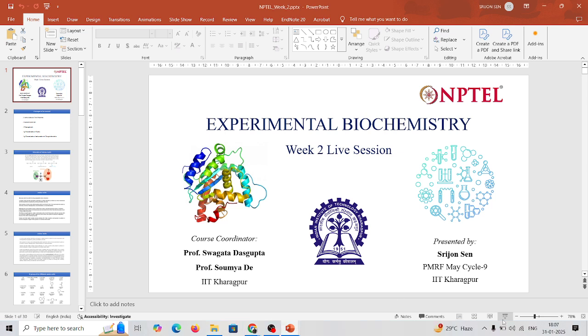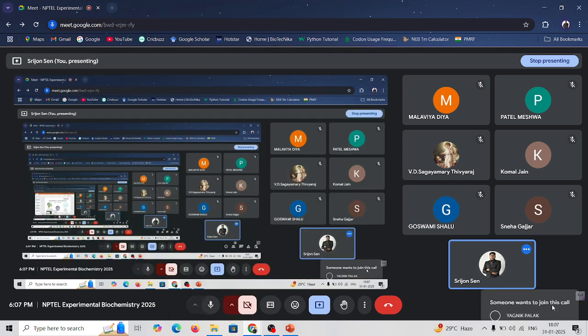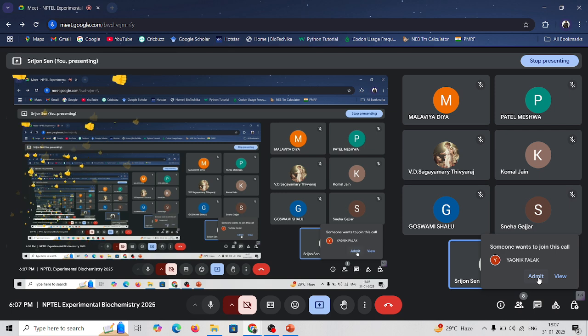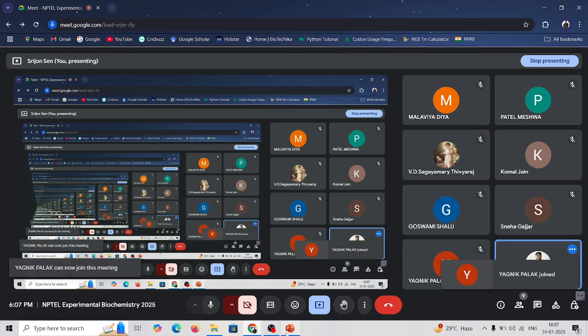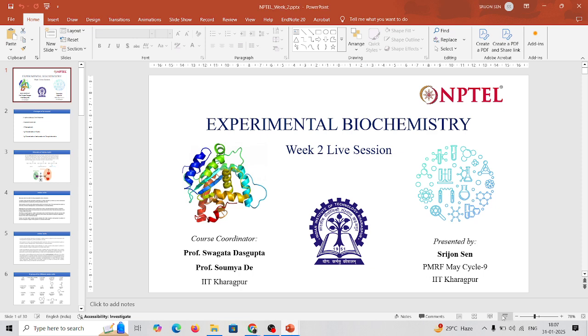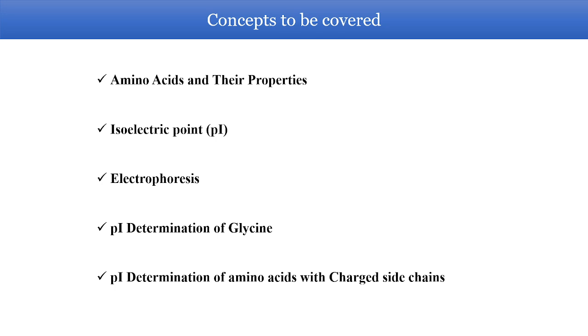Today's lecture will mainly comprise these topics, which include amino acids and their properties, the isoelectric point, electrophoresis, the isoelectric point determination of glycine, and the isoelectric point determination of charged amino acids, like the negatively charged and the positively charged amino acids. These will be the concepts covered in today's class.